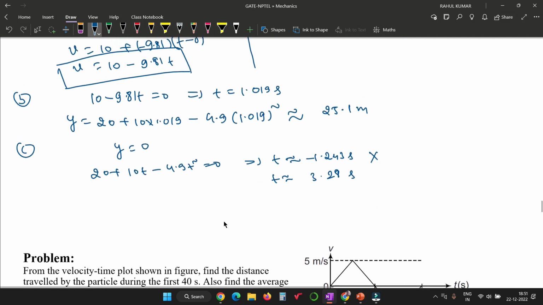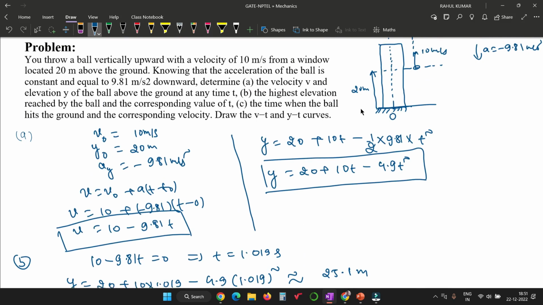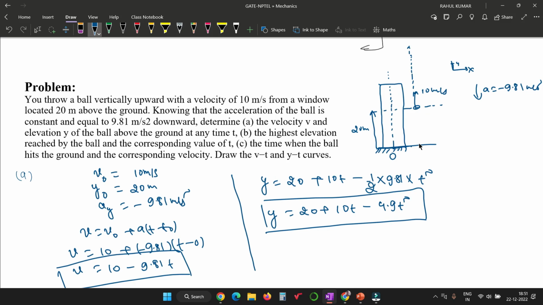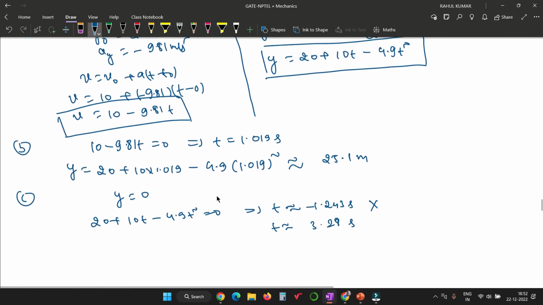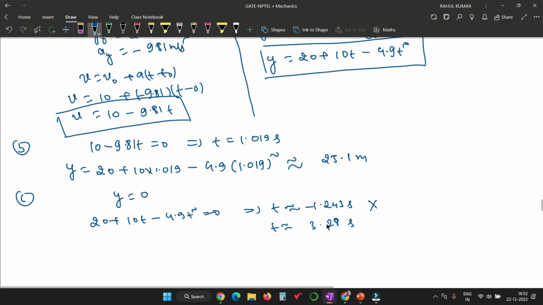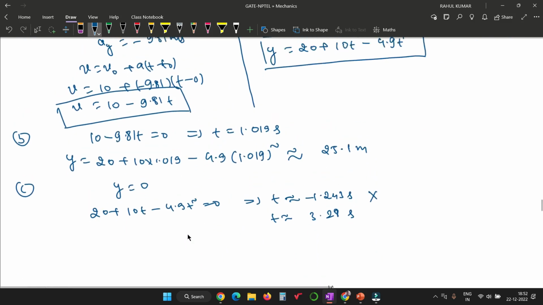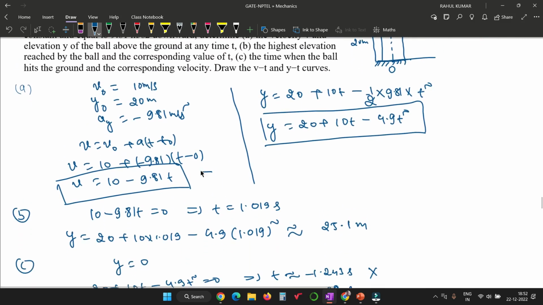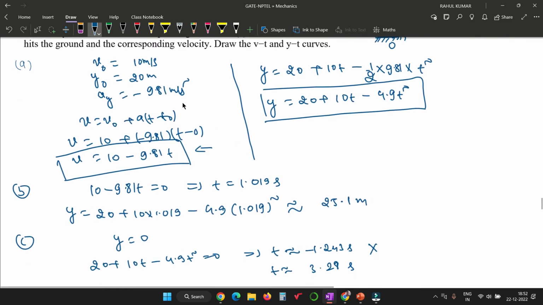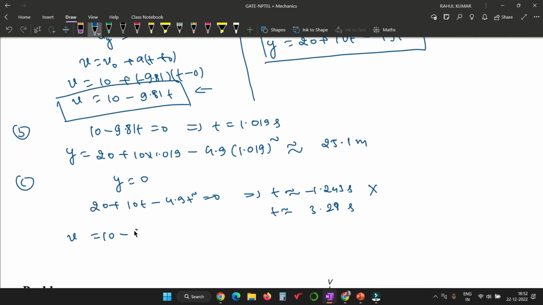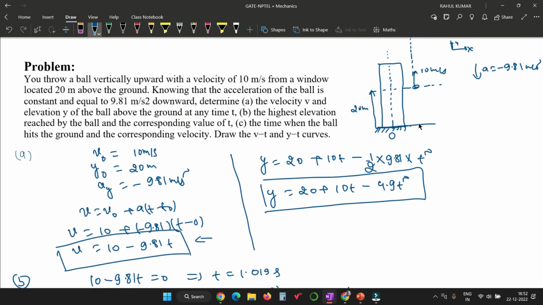Sir, what is C part? C part is the time when the ball hits the ground. When the ball hits the ground, displacement will become 0. That's why I substituted y as 0. After that you get the value of t. Now you have to substitute this t in the expression of velocity v, because it is asking for the corresponding velocity. So v equals 10 minus 9.81 into 3.28. You will get minus 22.2 meter per second, and it is correct, because when the ball hits the ground, the direction of the velocity will definitely be negative.